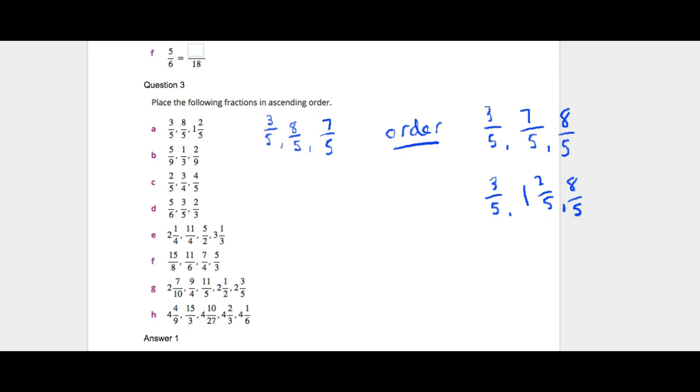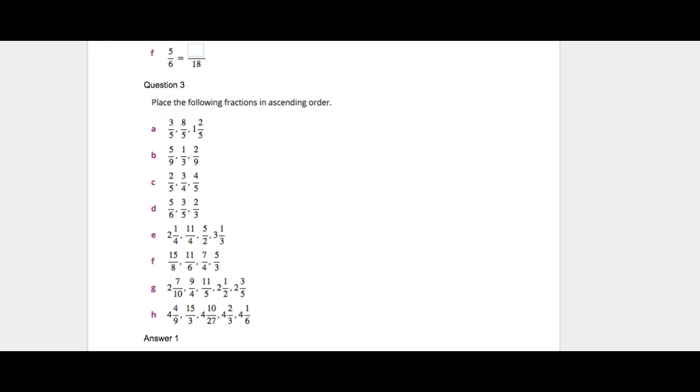I'm more interested in seeing working out than what I am in seeing a neat workbook. But at the same time, if you can do your working out neat, that is good. All right, let's skip a few and do E. Okay, so I'll just circle E.